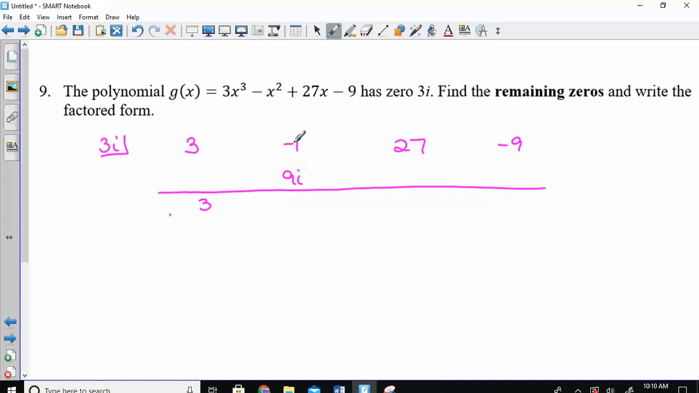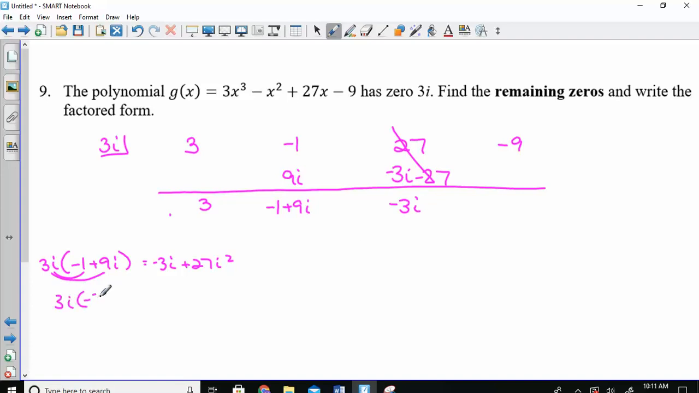So 3 comes down. 3 times 3i is 9i. Can you add -1 plus 9i? No, ma'am. So we keep. Now what I have to do is 3i times -1 plus 9i. So you just review: 3i times -1 is -3i. 3i times 9i is 27i squared, so we get -3i minus 27. Now that's good for us. The 27's dropped, so we just have -3i. So 3i times -3i is -9i squared, which is 9, and gives us a 0.